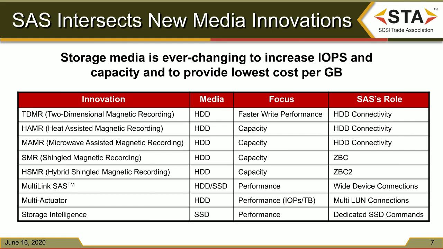Then there's multi-actuator. This is kind of a buzzword; you see a lot of it in the media. It's definitely an HDD technology focused on performance, but a relatively unique type of performance, more around IOPS per terabyte than raw bandwidth. SAS supports this with native multi-LUN connection support. And then finally, storage intelligence. Storage intelligence is a catch-all bucket that we have termed that is focusing on SSD performance. Things like background garbage collection, streaming capacities, things like that, optimized for SSDs.